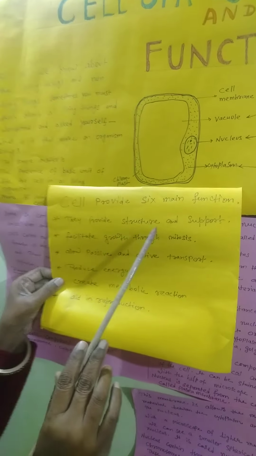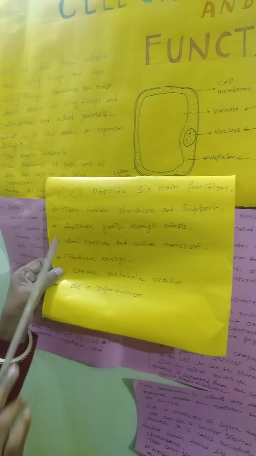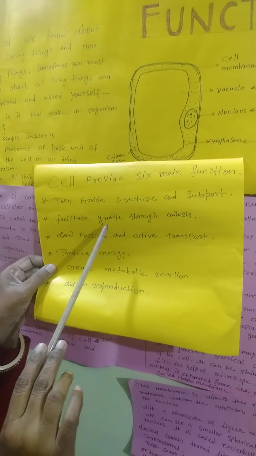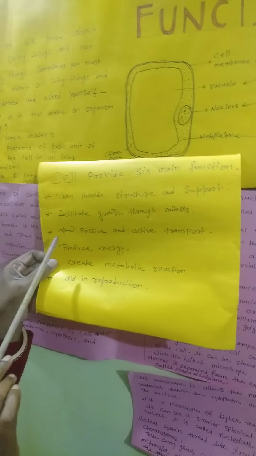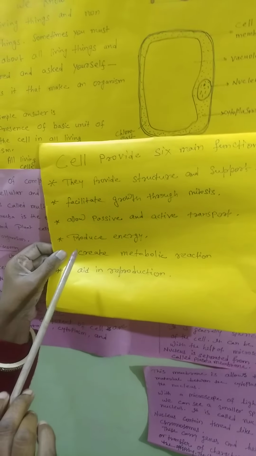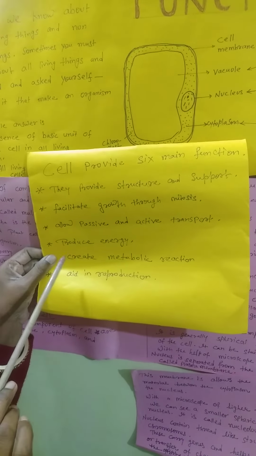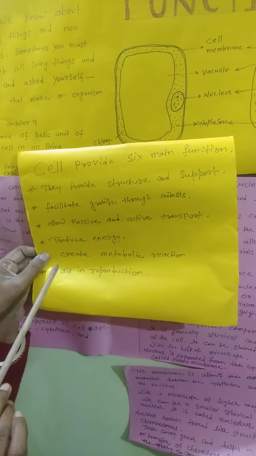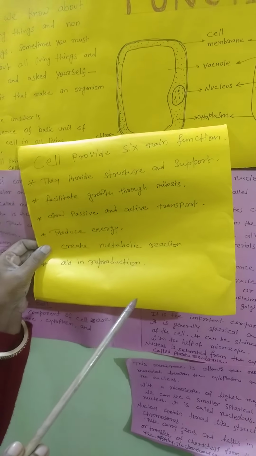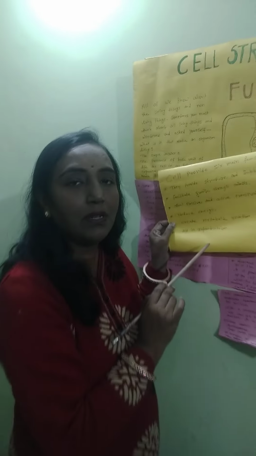the cell provides six main functions. They provide structure and support. Second is to facilitate growth through mitosis, allow passive and active transport, produce energy, create metabolic reactions, and aid in reproduction. So these are the main functions of the cell.